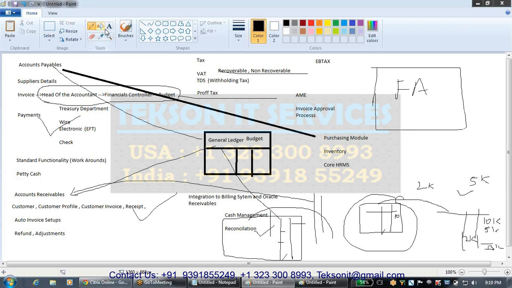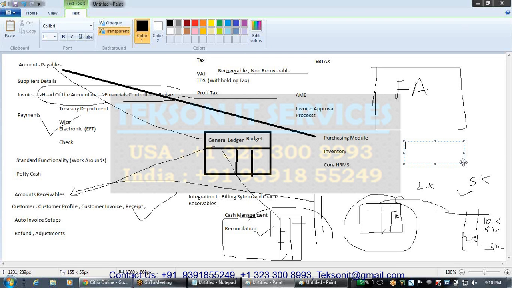So here we do the additions. See, every country, I want to very clearly explain to you: fixed assets implementation will depend upon the country's policy and procedures. We can't implement blindly. Because I want to ask you one question.